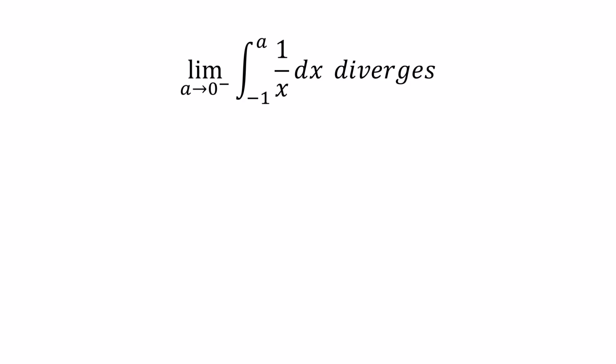Since one of the integrals diverges, our entire integral diverges. Hence, our final answer is the integral from -1 to 1 of 1 over x dx diverges.